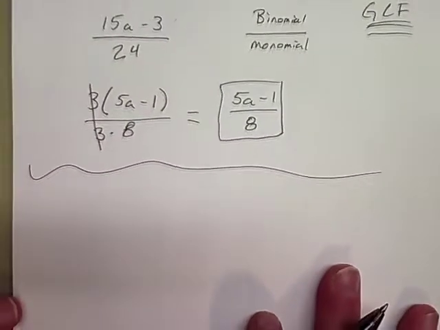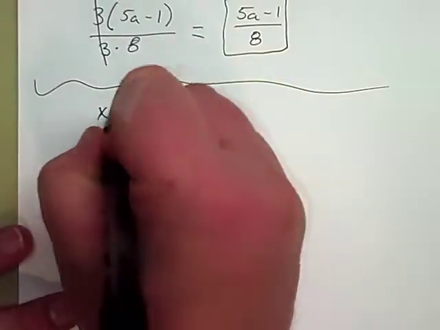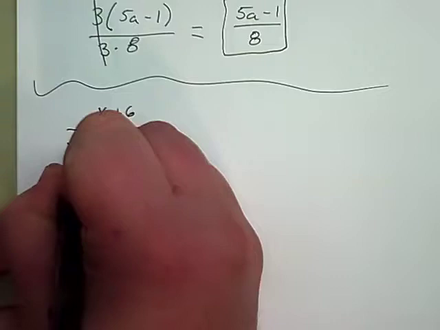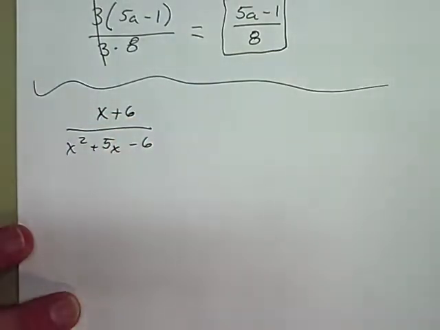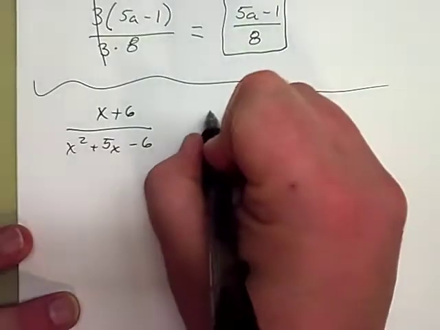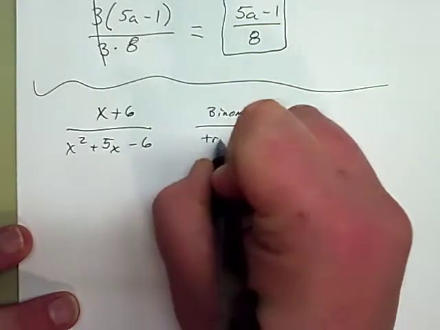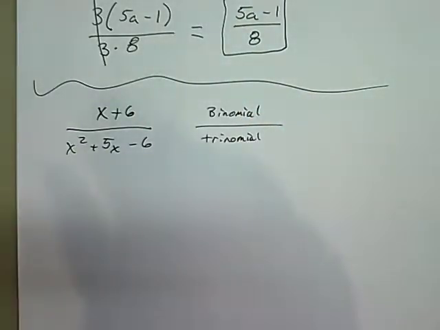All right, let's try another one here. Ooh, step it up a little bit. Here I have x plus 6 divided by x squared plus 5x minus 6. Now here I have a binomial divided by a trinomial. Again, I want to factor first and then see if I can cancel anything.